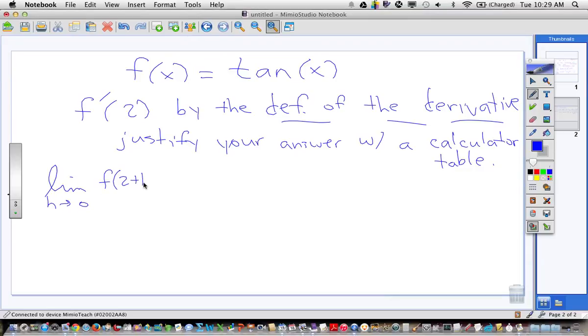And again, be sure and show your setup. Even though we're using the calculator, you will be given points for your setup by the fact it says by the definition of derivative. I've got to see what it is you're putting into your calculator. So you have to have that on your paper.